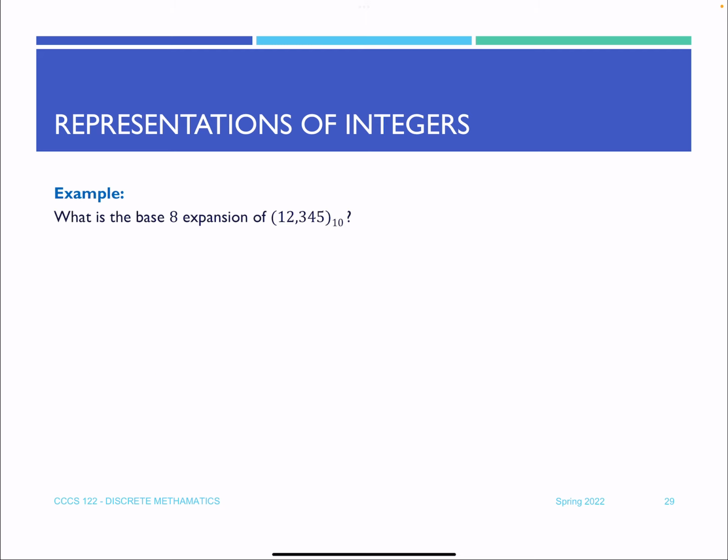So let's say you have this decimal number over here, 12,345, and you want to write its base 8, its octal number representation. You can do that by following this algorithm, and let's do that as an example. So first we divide 12,345 by 8. You do that, and you get 1,543, and you get a remainder of 1. And you take the 1,543 and divide it by 8 again, and you get 192 and remainder 7.